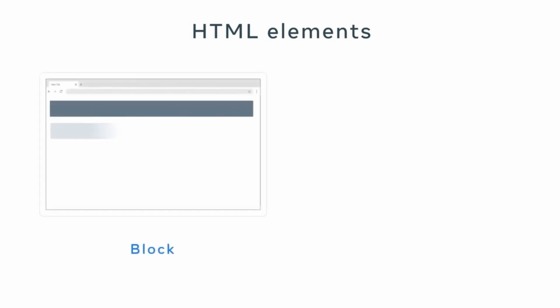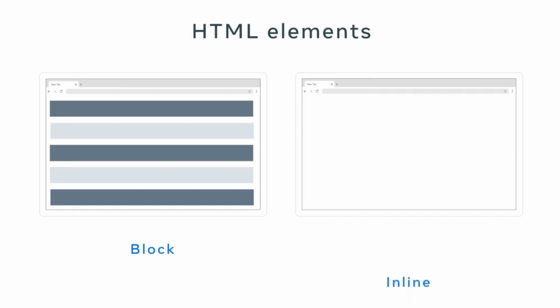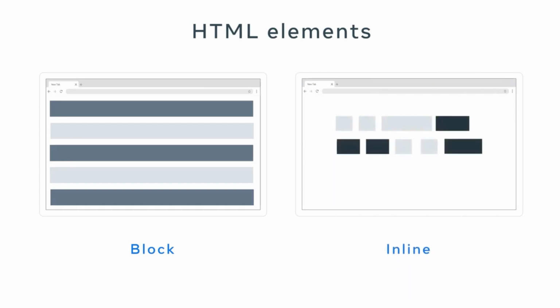A block-level element will occupy the full horizontal width of its parent element and the vertical height of its content. Each block-level element will have a new line before and after. Therefore, multiple block-level elements will stack on top of each other like a stack of boxes. Inline elements only occupy the width and height of their content.